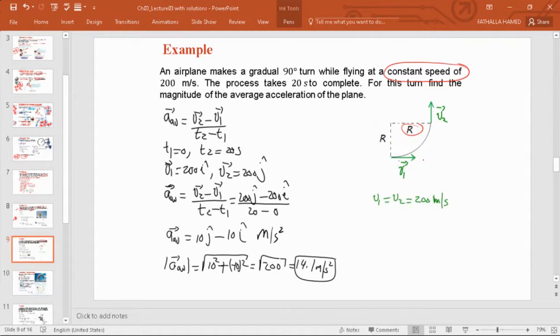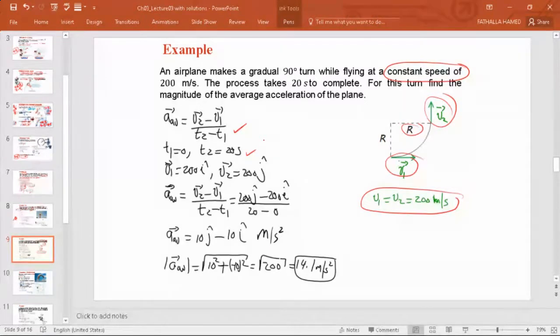You know that this is your initial velocity v1. That will be the v2. The speed is the same, but the direction is different. And that's why if you look here, we say v1 is equal to v2 is equal to 200 meters per second. We have no arrows here on v1 and v2. We're only talking about speeds here. Now, average acceleration is equal to v2 minus v1 over t2 minus t1. The time is 0 to 20. Now, I can get delta v.